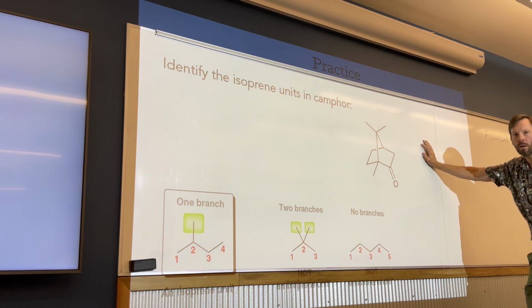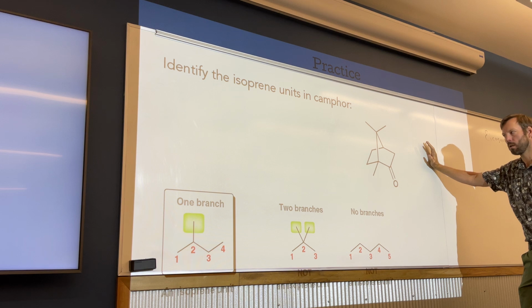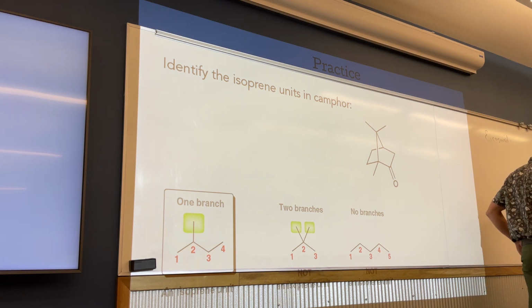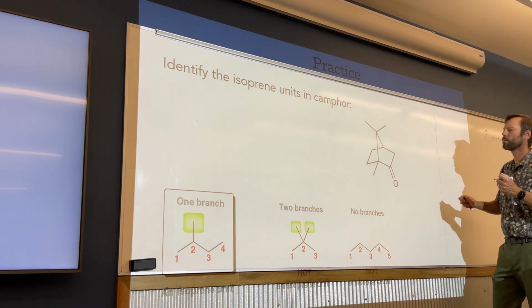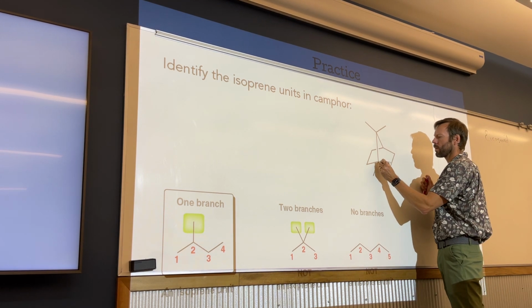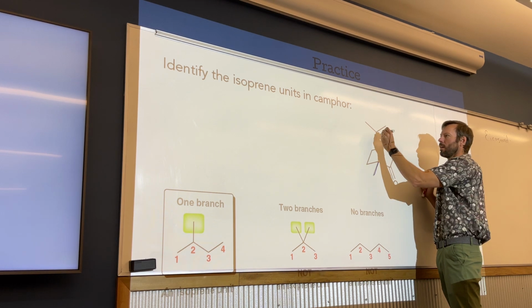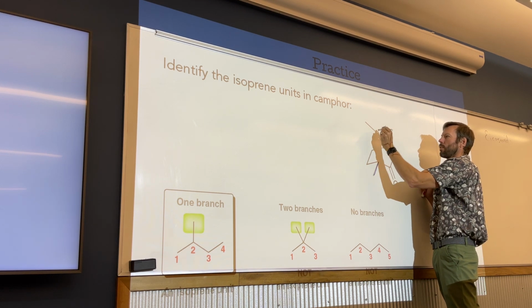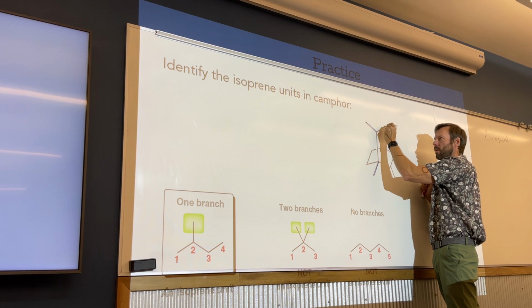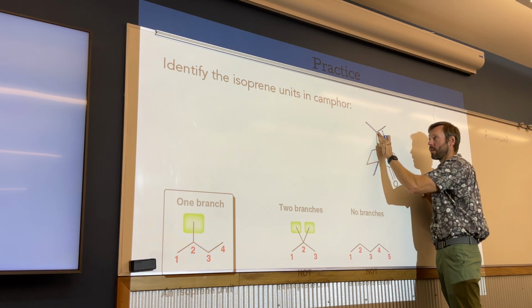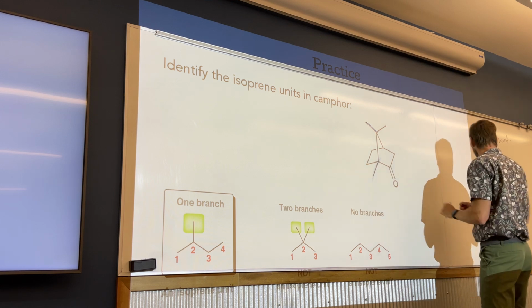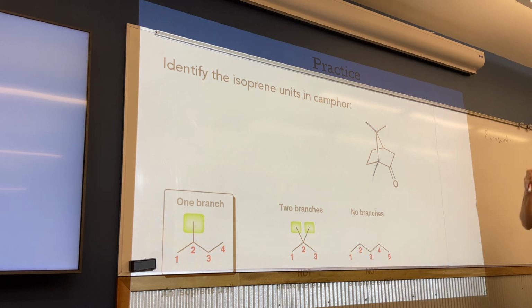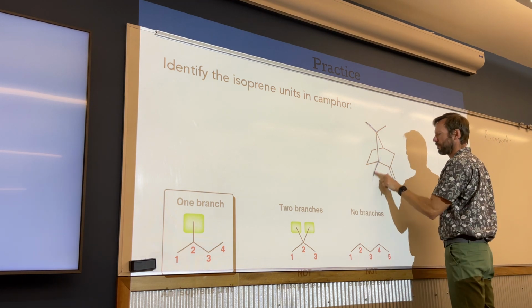So there could be a couple different options, right? Here's a branch here, and either this is a branch or this is a branch. It doesn't really matter. But let's do different colors. Oh, I have a different color. Okay.